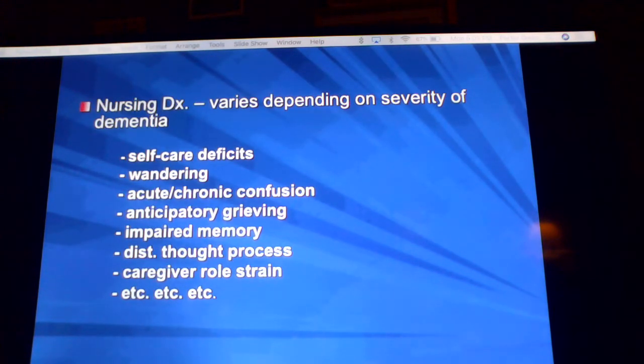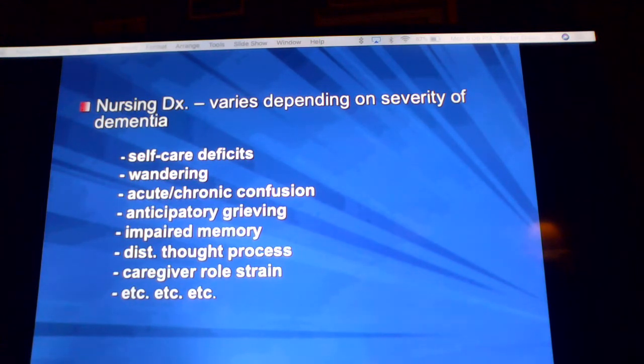Some nursing diagnoses here, okay? Self-care deficits mean they can't take care of themselves. They can't shower, toileting, things like that. Wandering, these people can wander. Acute or chronic confusion. Anticipatory grieving, where they're grieving the loss of their cognitive ability. And this also applies to family members. You're literally seeing your parent who took care of you go down and become less alert, less aware, less able to process the environment around them. It's very, very difficult to watch.